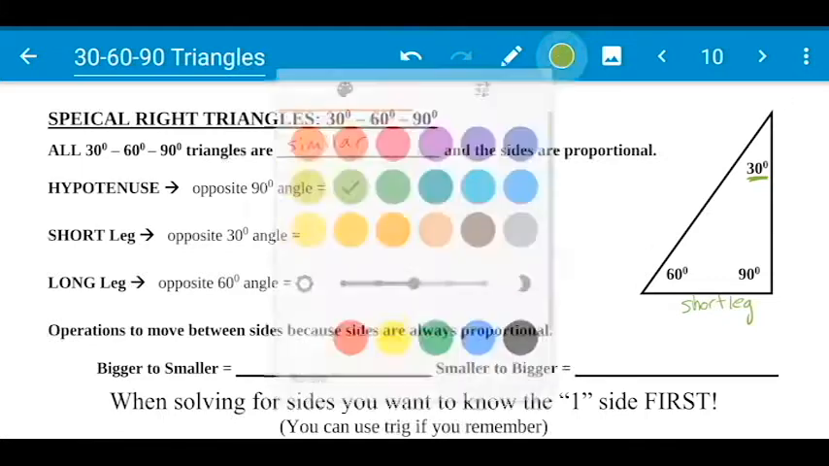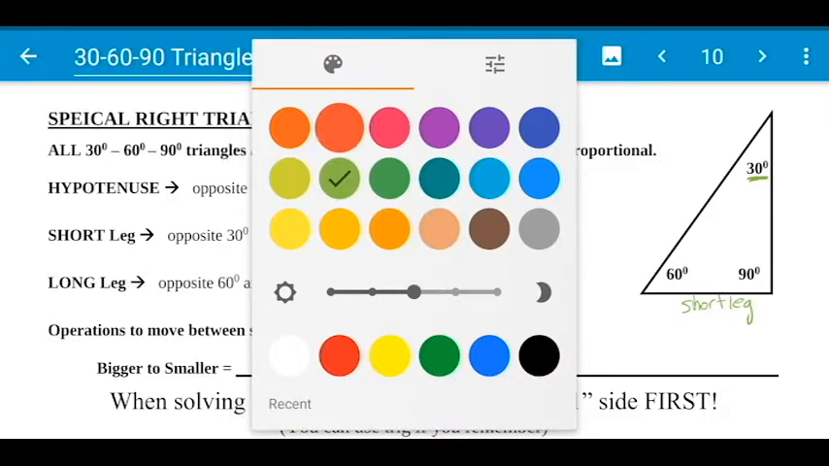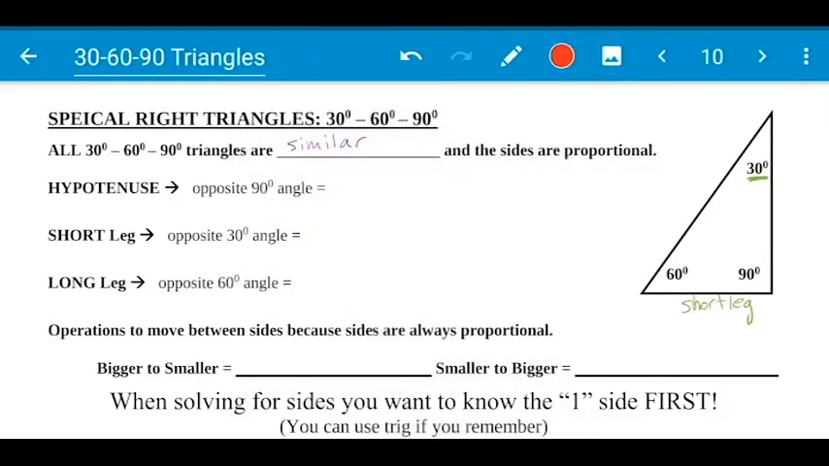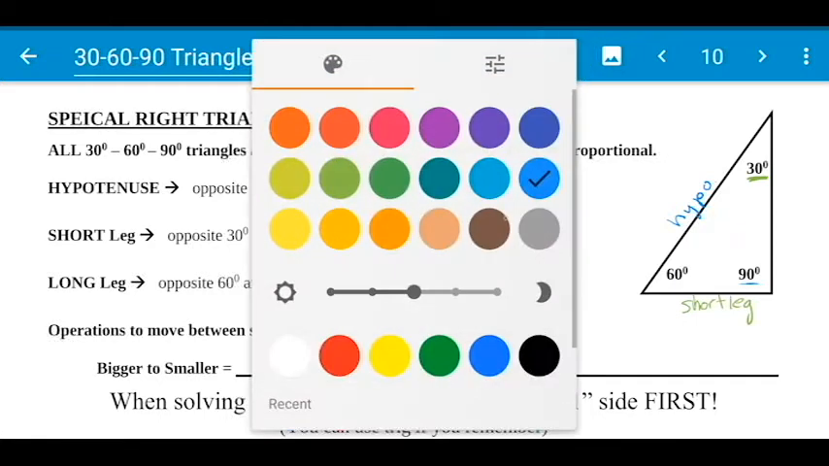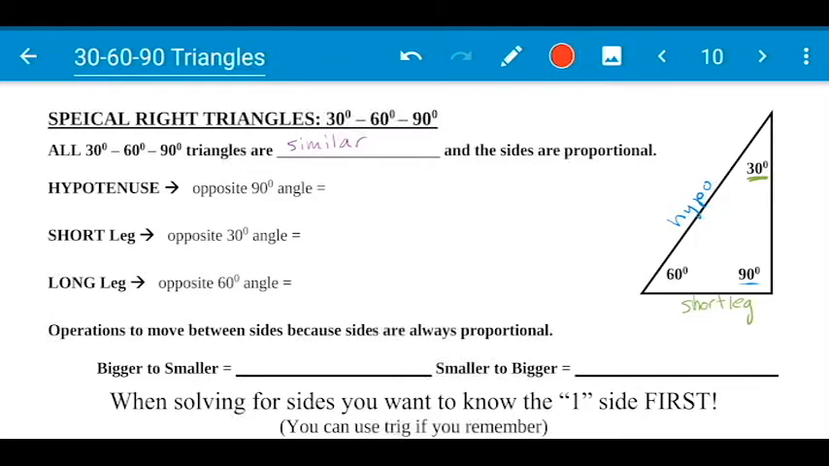So now we need to figure out our hypotenuse. Our hypotenuse is going to be the biggest one. Well, the hypotenuse is across from our 90 degree angle. So we will call this hypotenuse. 90 is our largest degree, so our hypotenuse is opposite the 90 degree angle. And then lastly, we're going to find our middle side, or we also call that the long leg. It's going to be opposite the 60 degree. So we're going to do long leg right here.